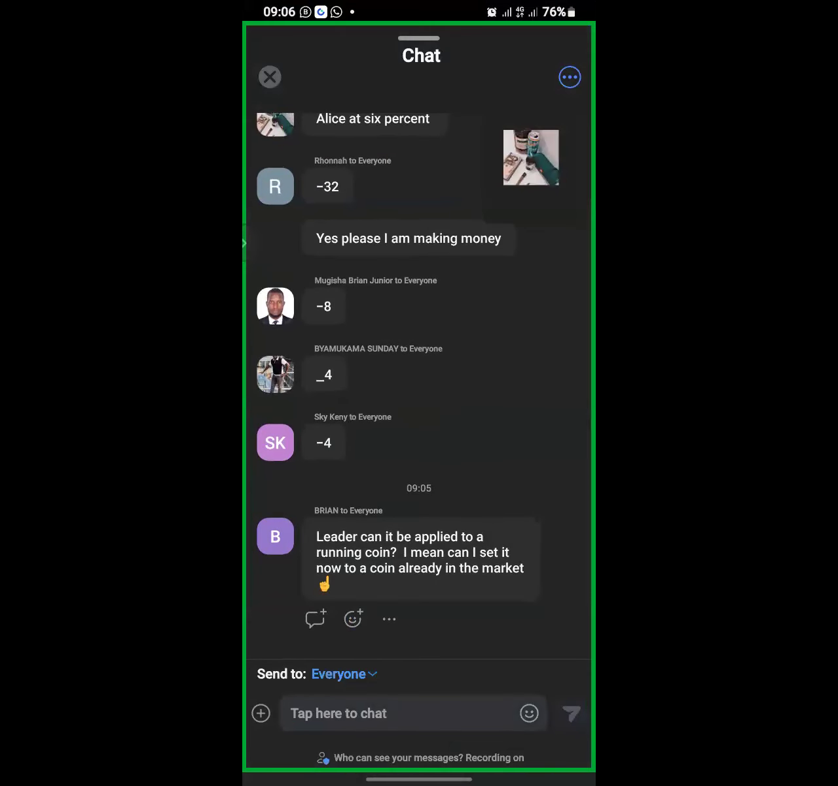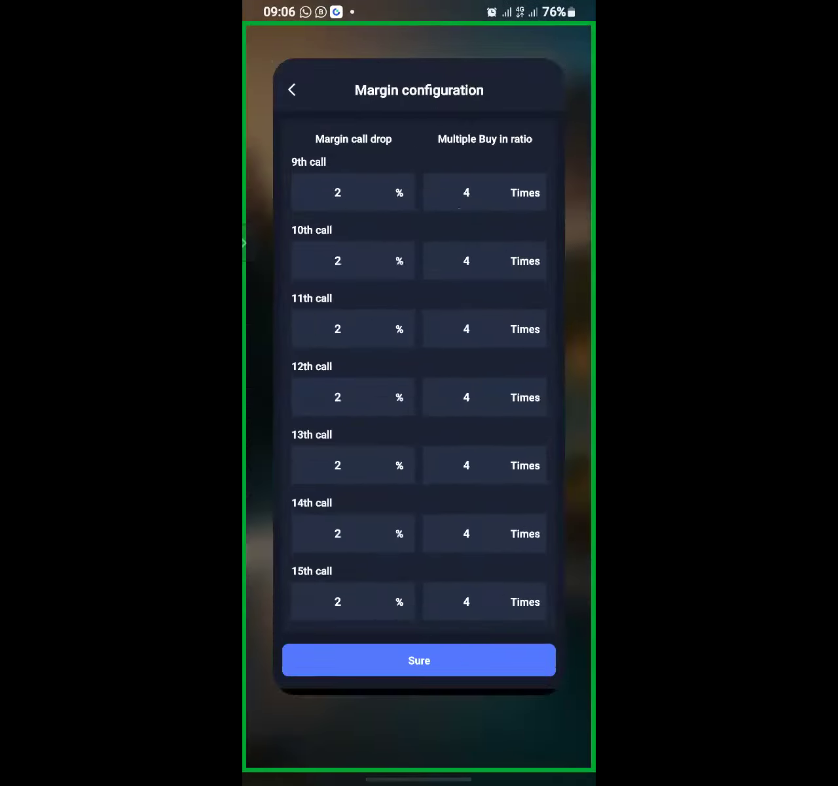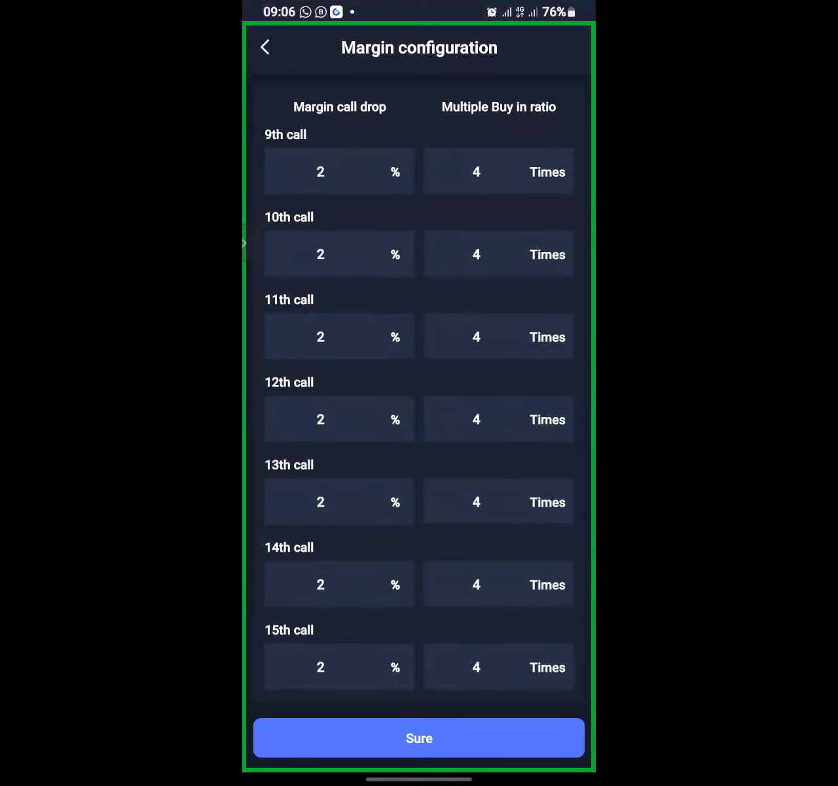Can it be applied to a running coin? I mean, can you set it now on a coin already in the market? Yes, you can. I will explain that, as long as you know what you're dealing with. It's what I'm going to explain next. We're going to talk about that in compounding. And after doing this, you click show.